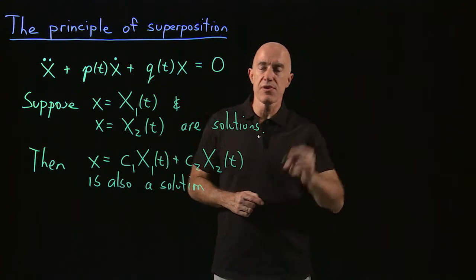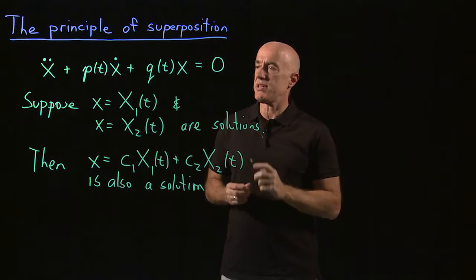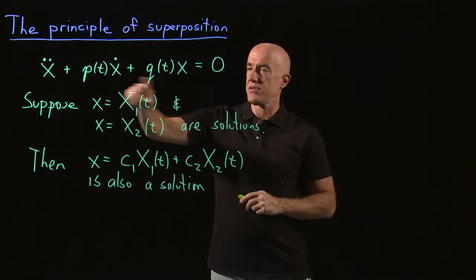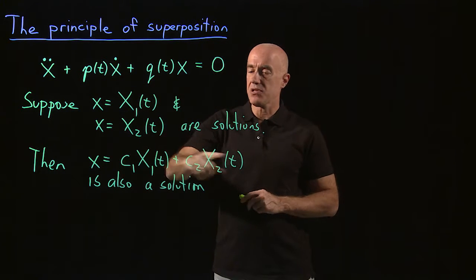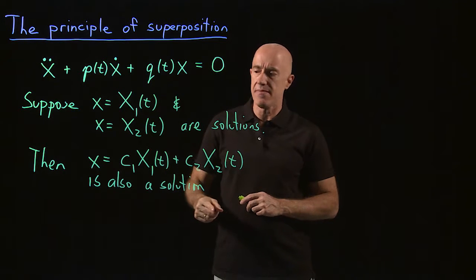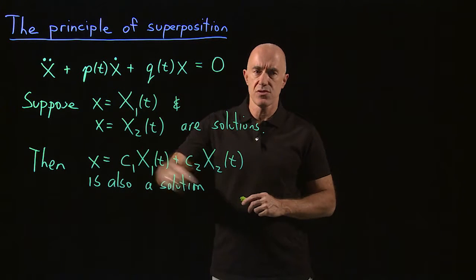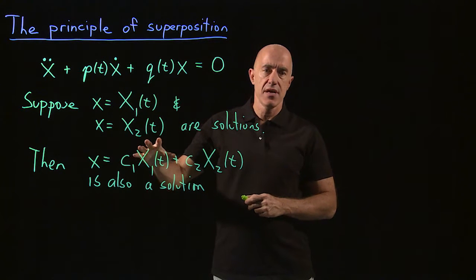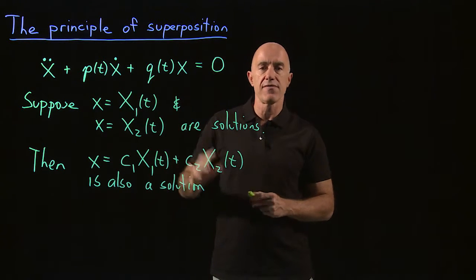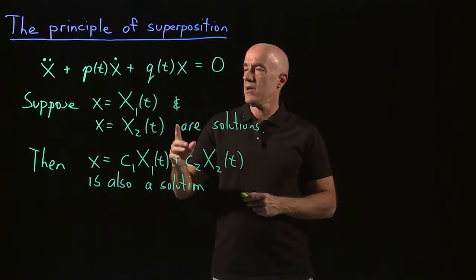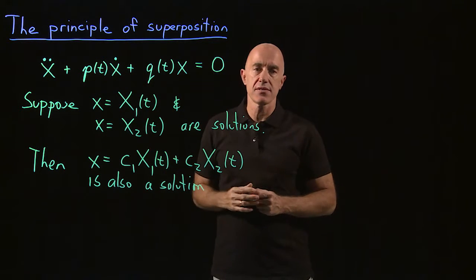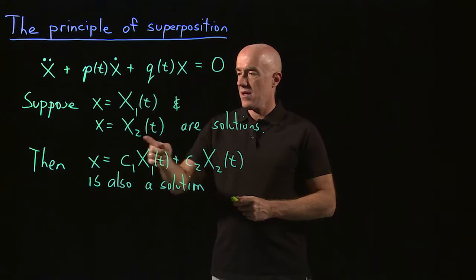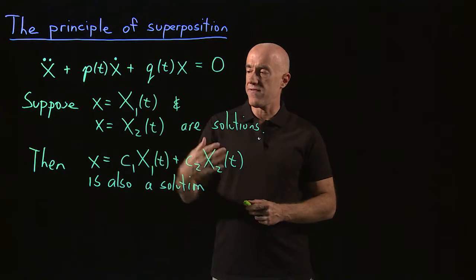Okay? So the principle of superposition says that if you can find two solutions to this differential equation, then you can multiply them by constants and add them and still have a solution. We'll be using this as a method for solving second-order linear, here homogeneous differential equations. So how do you prove this? The proof is quite straightforward.